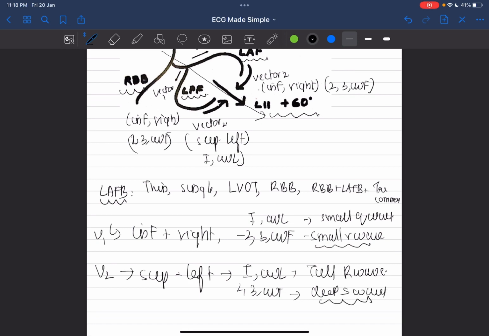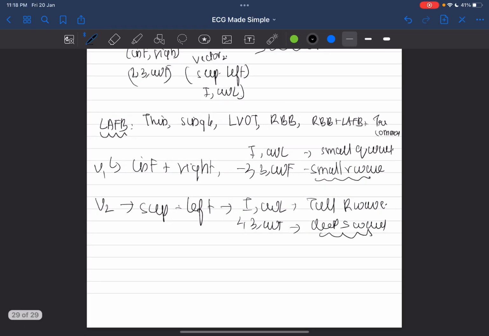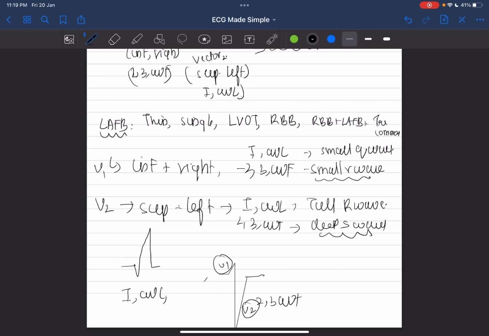So you get the finding. Lead 1 and aVL will have a small Q followed by a tall R. This will be seen in lead 1 and aVL, whereas leads 2, 3, and aVF will have a small R followed by a deep S wave. This will be seen in leads 2, 3, and aVF. This is because of vector 1, and this is because of vector 2, the main vector.